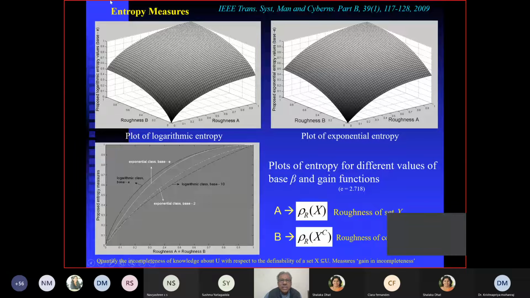Now, what does this entropy signify? Basically, given the definition of X, the entropy quantifies the incompleteness of knowledge about the universe U with respect to the definability of the set X. That is, it measures the gain in incompleteness. Therefore, in order to make a decision, I would like to minimize this gain in incompleteness.